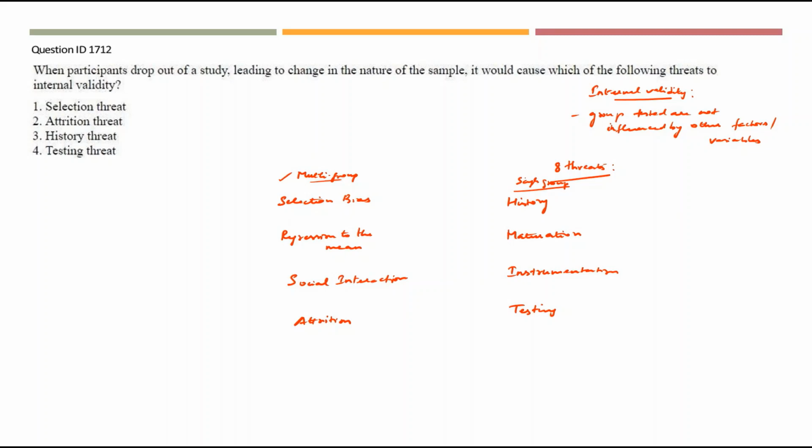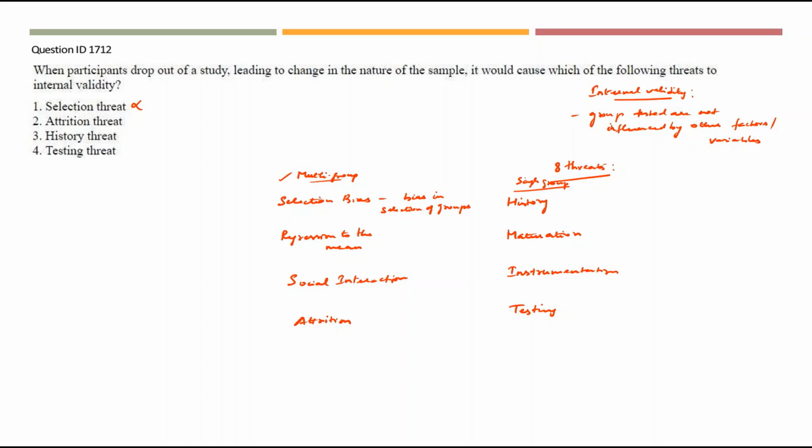Selection threat or selection bias. It is the bias that may result in selection of comparison groups. If there is a bias that results in selection of comparison groups, then it is selection threat. So it is not talking about dropout. So it is not selection threat.